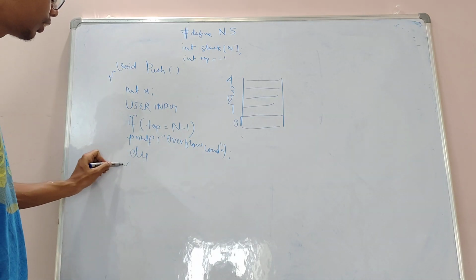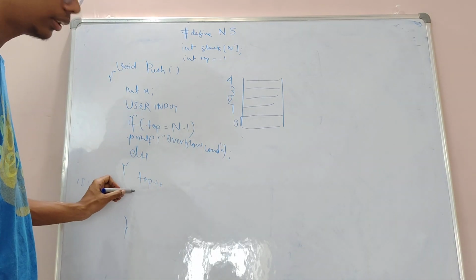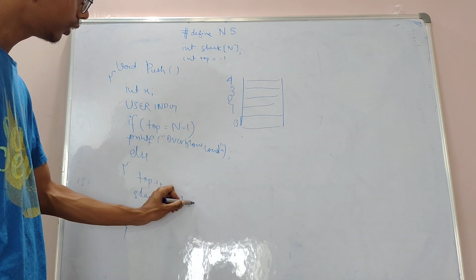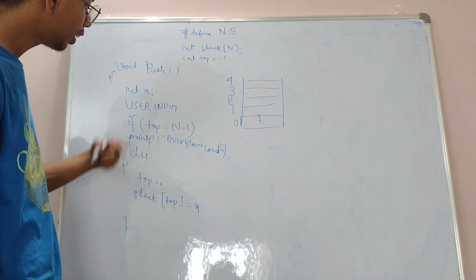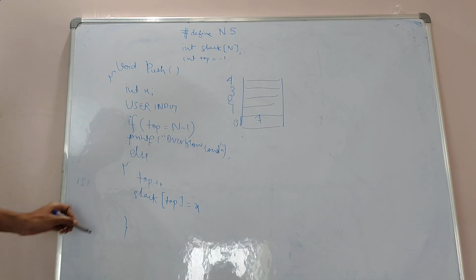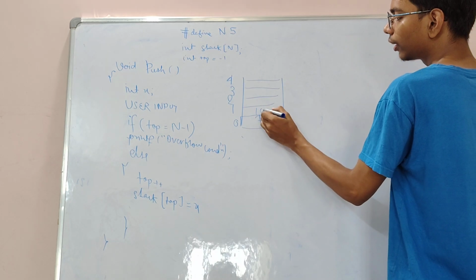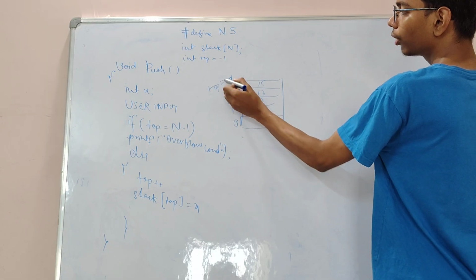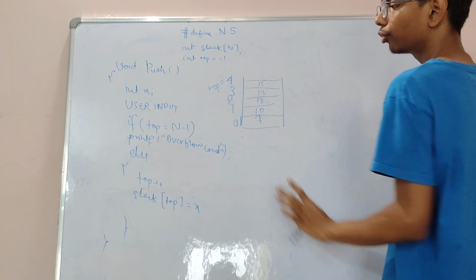So in the else part I will write top++ and stack[top] = x. So suppose the user entered 7, so here 7 will be inserted, and then again top++, and similarly he can enter the values. Now suppose the user has entered 7, 10, 12, 13, 15, and when top became 4, he entered the data and top is equal to 4, so the overflow condition is solved.